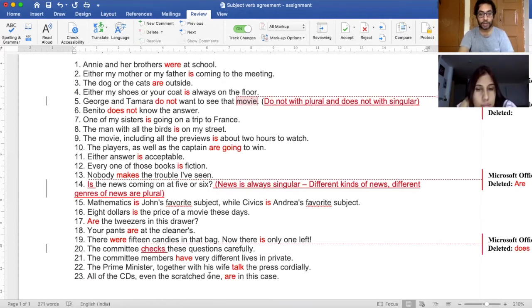Yeah, if the prime minister together with his wife. Actually, it is a bit different. Together with his wife, he talked to the press. Either he would or he has already spoken, right? Even the scratched one are in this case. Okay, so overall it's good. One or two mistakes, that's it.